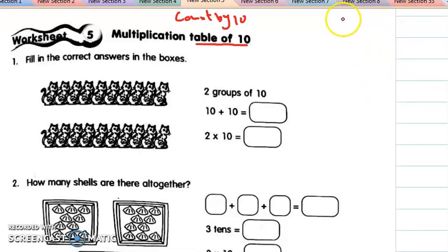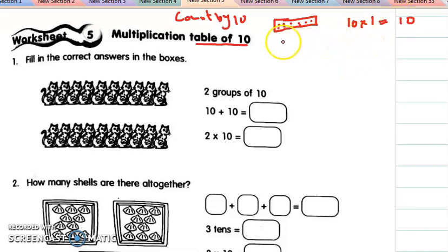If I say counting by 10, I may have one group of 10. Like if I have one group of 10, 1, 2, 3, 4, 5, 6, 7, 8, 9, and 10. So if there is one group of 10, then we can say it's 10 times 1. I can say it's one group of 10. So the total will be equal to 10.